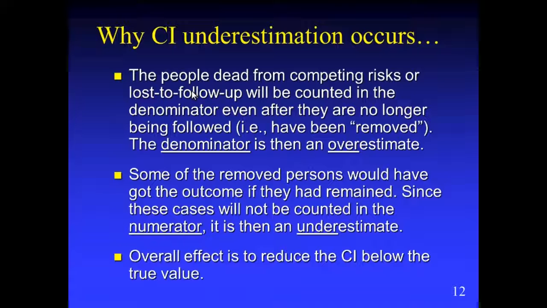So if you then think of the impact on the proportion, with the numerator underestimated and the denominator overestimated, the overall effect is to make the cumulative incidence lower than it would be if you could actually get a true measurement without these problems occurring.